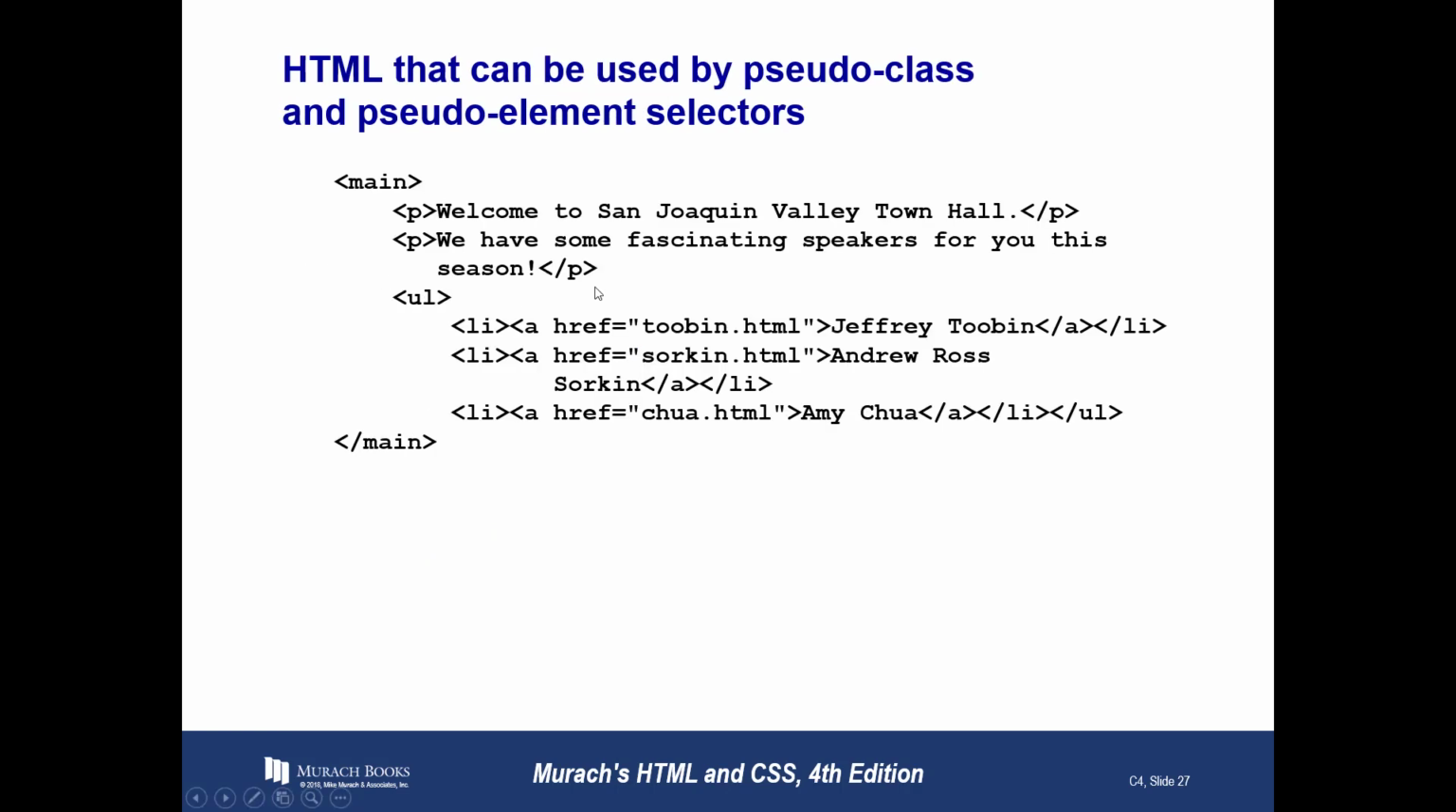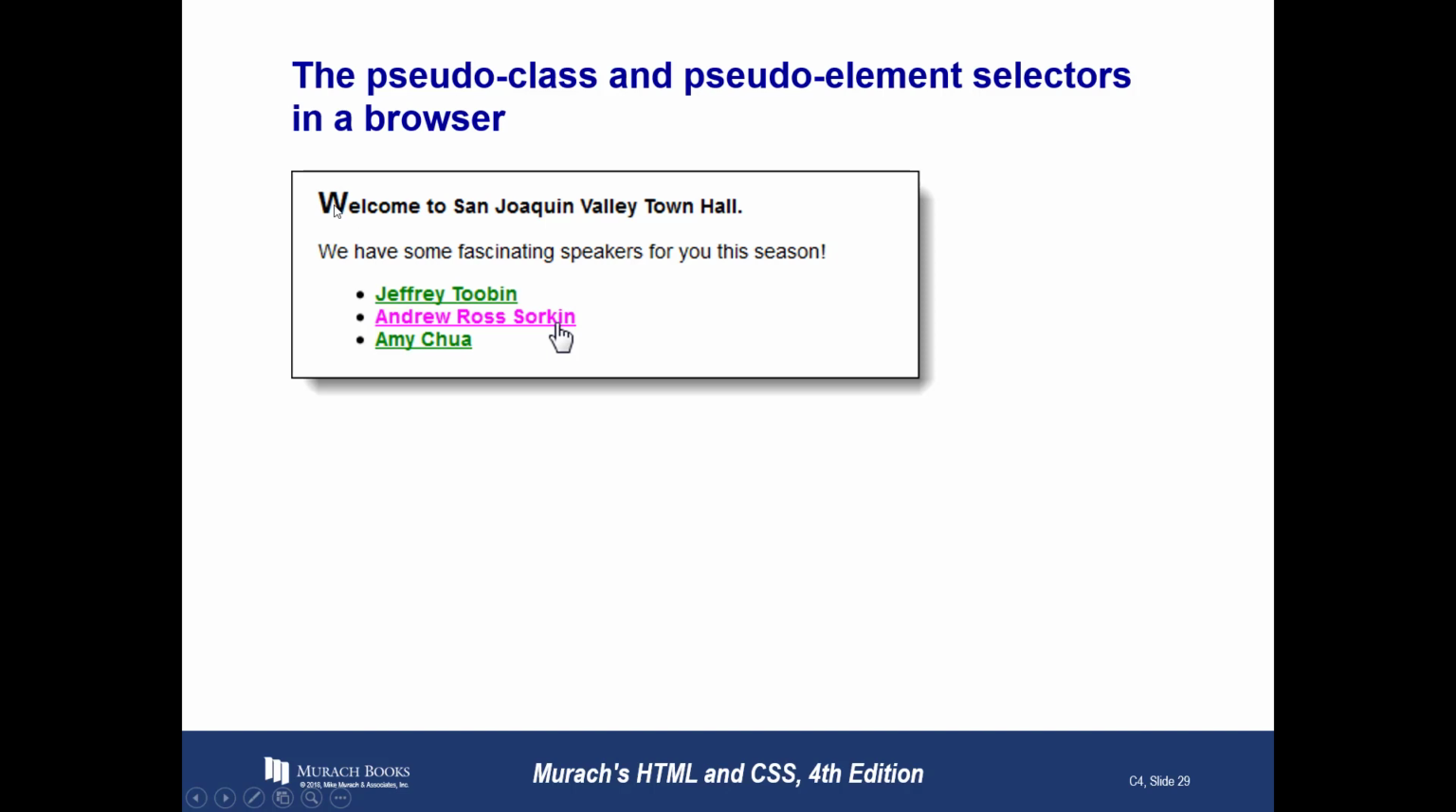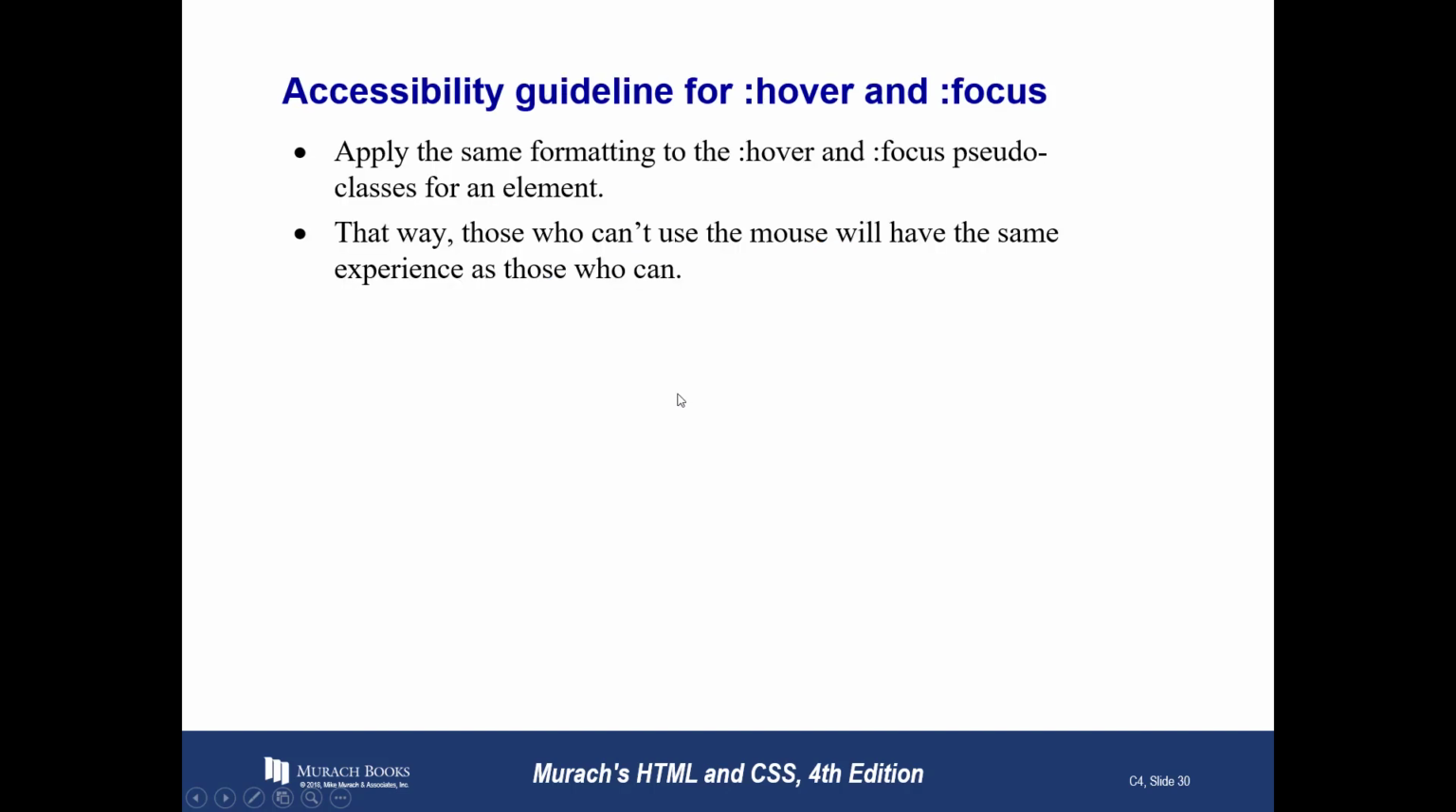All right, so they give you an example of using some of these. I probably should have just looked at theirs. You notice the links. Okay? And there's the first child. So the first paragraph in main should be bolded. The first letter in there should be 150%. There's that 150%. There's the first paragraph being bolded.